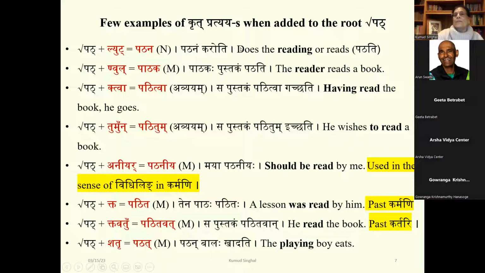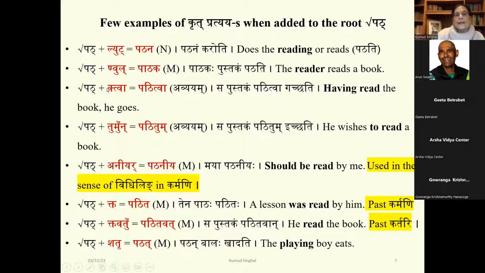So pathanam karoti. Now, if you add nuvul to the pat, you get the resulting nominal stem as pathaka, masculine. Pathaka means the one who reads. So in a sentence, it will be something like this. Pathakaha pustakam pathati. The reader reads a book.